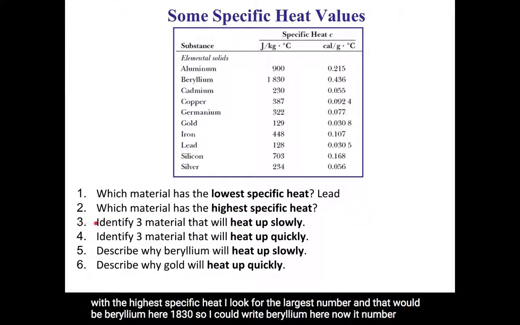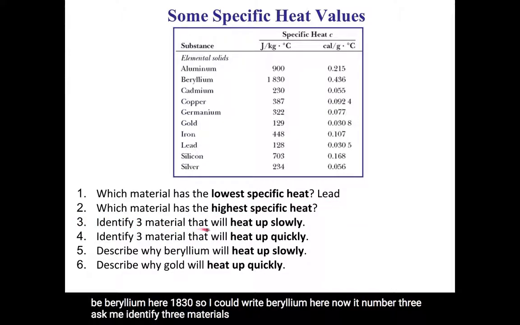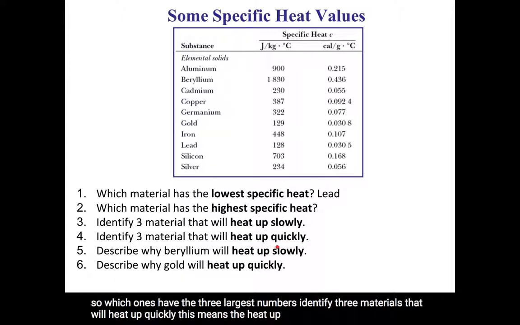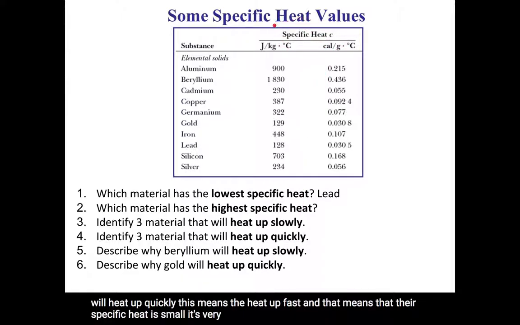Now, number 3 asks me, identify 3 materials that will heat up slowly. So slow means it is difficult to change the temperature. It's actually going to be a large number. So which ones have the 3 largest numbers? Number 4: identify 3 materials that will heat up quickly. This means they heat up fast, and that means that their specific heat is small. It's very easy to change the temperature. So I want to identify here the 3 smallest numbers.